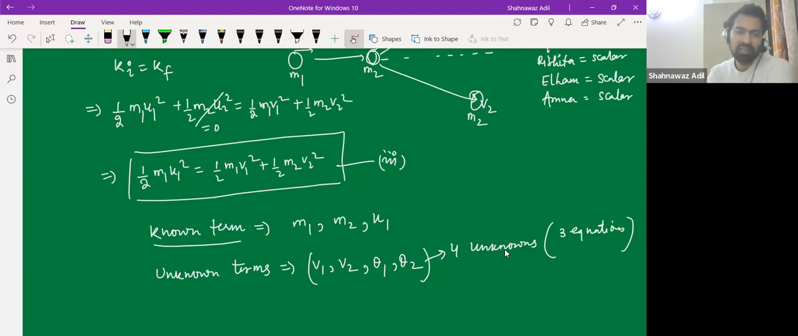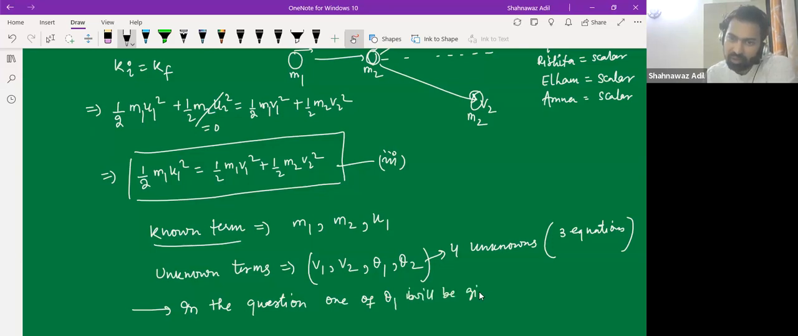That is why in the question, one of the values would be given. So theta 1 will be given, right? If theta 1 is given, now how many unknowns do you have? Three unknowns, and you have three equations. Then you can solve this one, right?